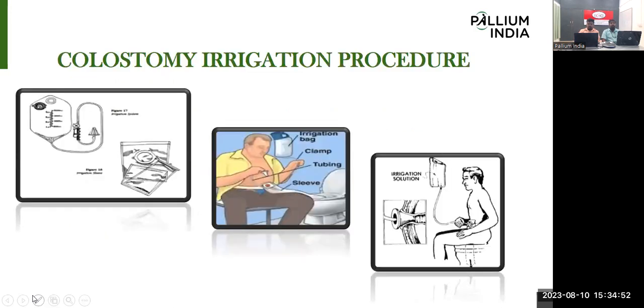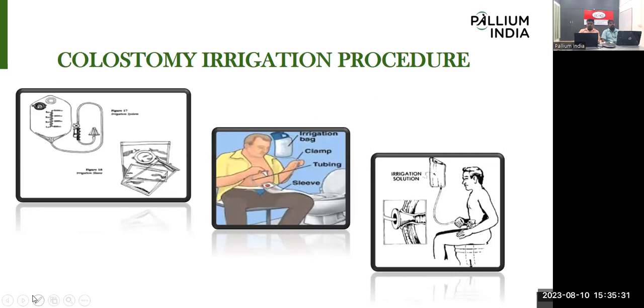This picture shows the parts of the appliances. First, as I already told, lukewarm water is used, and it is collected in the water collecting bag, the first picture. Along with the bag there is a tube. At the tip of the bag there is a cone-shaped tip, and that tip is what we insert into the stoma. In between there is a clamp, the rolling clamp, and by adjusting the rolling clamp we regulate the fluid from the bag to the stoma.